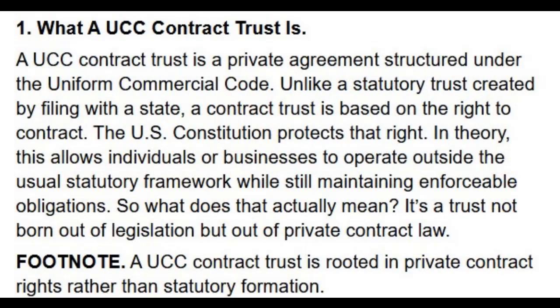One. What a UCC Contract Trust is. A UCC Contract Trust is a private agreement structured under the Uniform Commercial Code. Unlike a statutory trust created by filing with a state, a contract trust is based on the right to contract. The U.S. Constitution protects that right. In theory, this allows individuals or businesses to operate outside the usual statutory framework while still maintaining enforceable obligations.